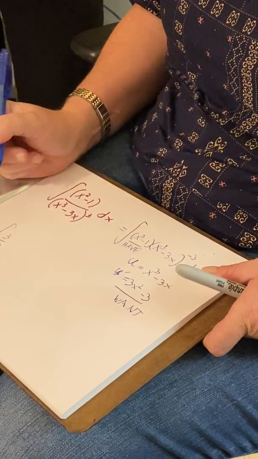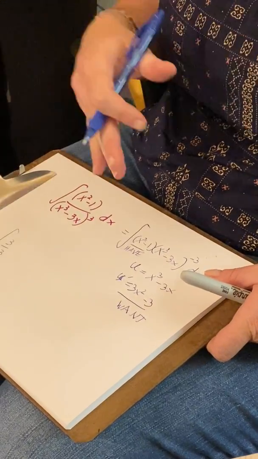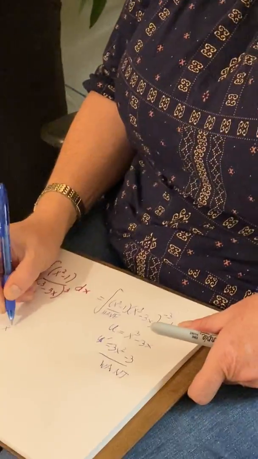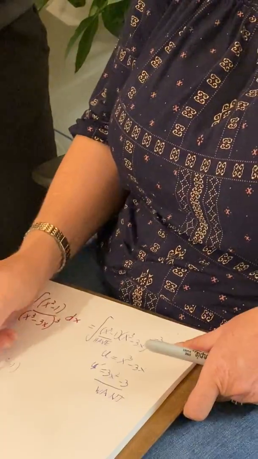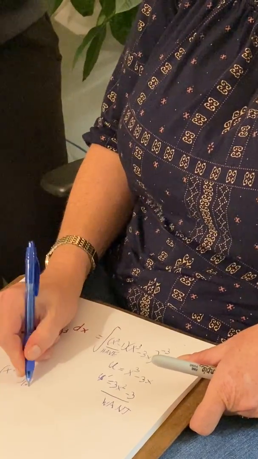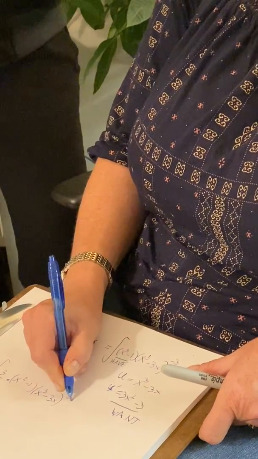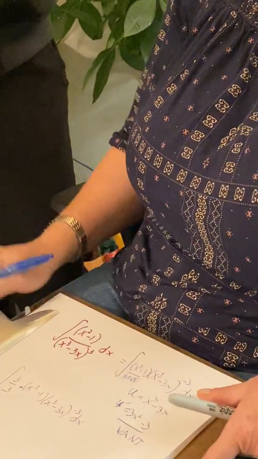That hasn't changed anything. 3 divided by 3 is 1. 1 times anything is still the same. Okay? So now I have x squared minus 1 times x cubed minus 3x to the negative 3 with respect to x.